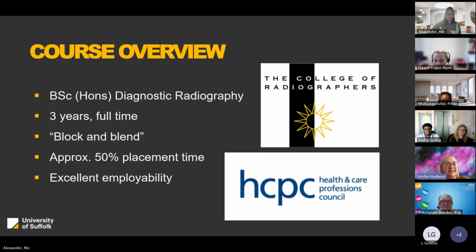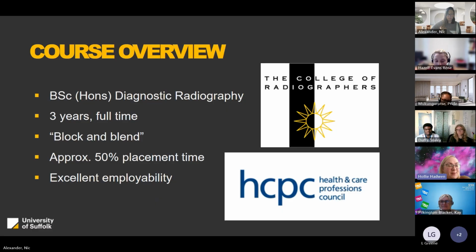It's 3 years and it's full-time. And by full-time, we mean that you tend to be in the university setting 3 or 4 days a week, and on placement weeks you're in the hospital 4 days a week. So some students do have a part-time job to support their studies, but the majority of students, it's quite busy, so it's a full-time degree.